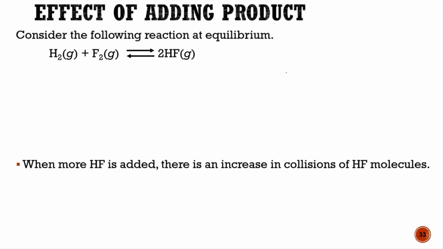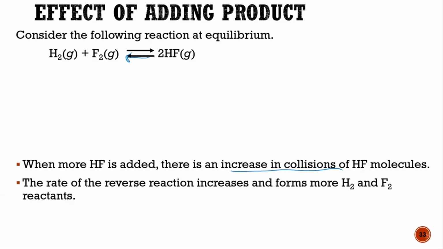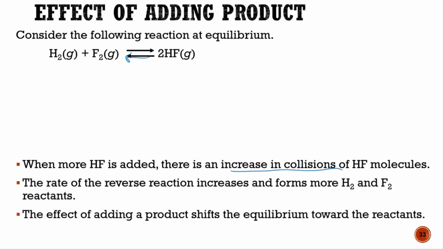Okay. Well, what would happen if more product was added to the system? So what happens if there's more product? More products are going to collide. And if more products collide, I'm going to have more collisions for the reverse reaction. And if there's more collisions for the reverse reaction, I'm going to form more reactants. So the effect of adding products shifts it to the left.